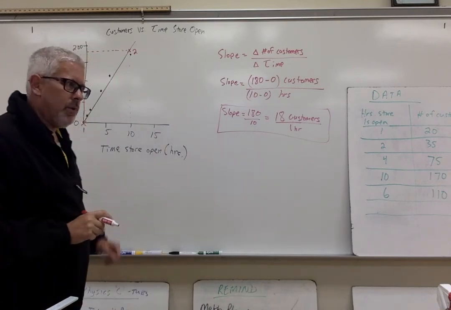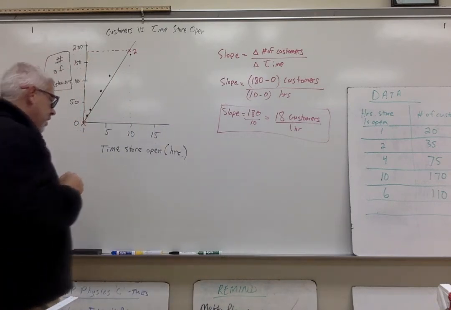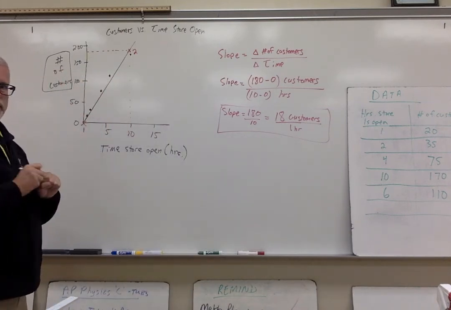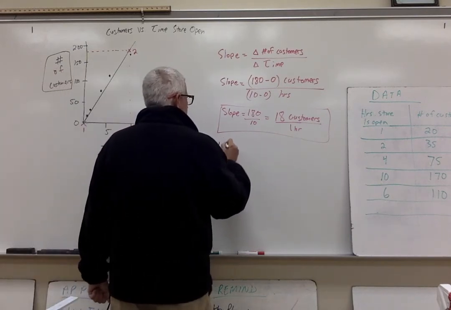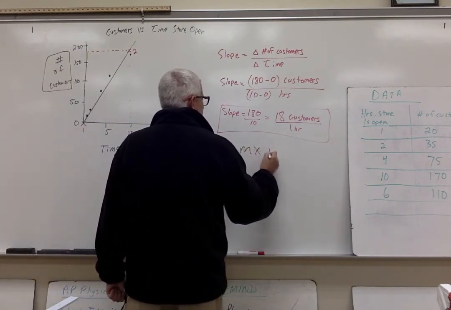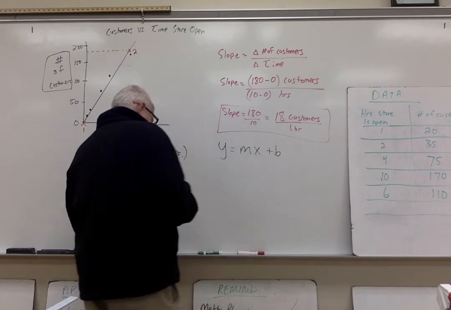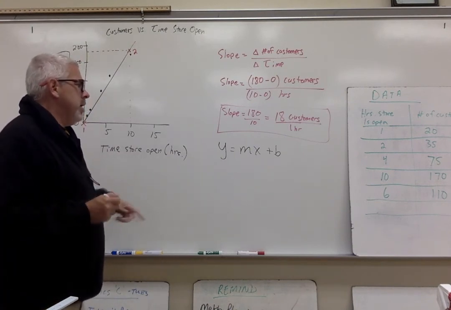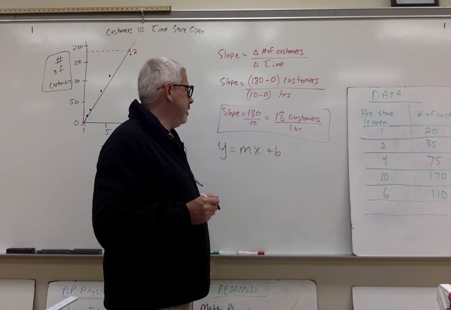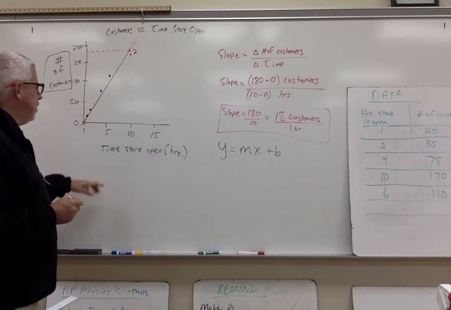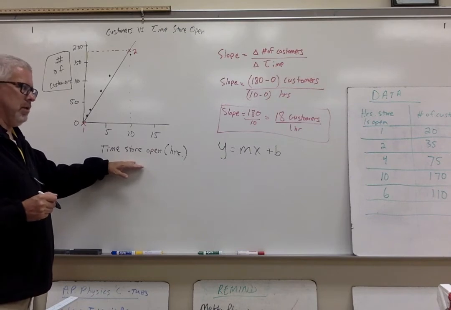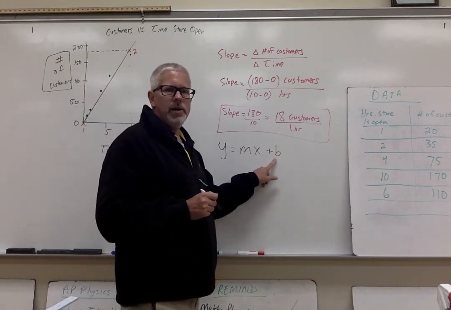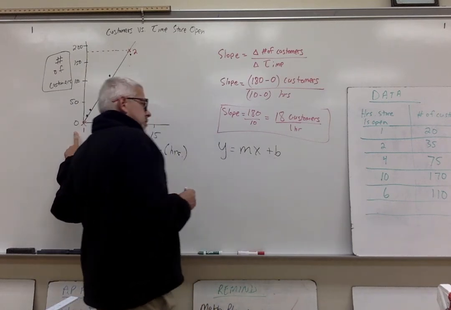How does that help me? Well, now I can make an equation which is going to allow me to make a prediction. And that would be true whether or not there was a y-intercept. The general formula for a straight line is y equals mx plus b, if you remember back from algebra. So y is your y-axis variable, in this case, customers. M is the slope, which we just figured out is 18 customers per hour. X is the x-axis variable, which is down here, in this case the time the store is open. And b would be the y-intercept. In this case, we have no y-intercept.